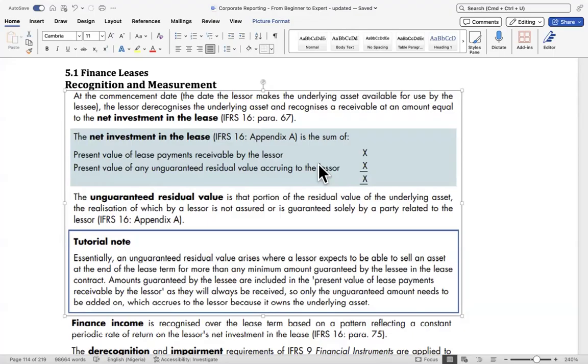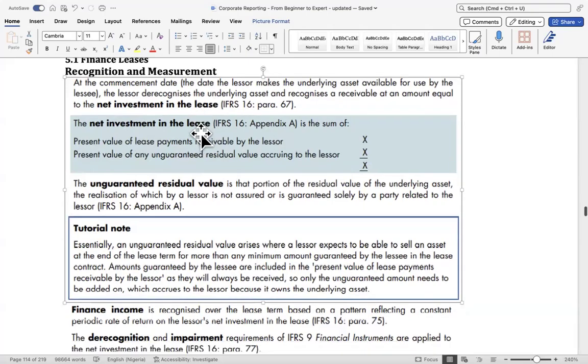In fact, they will have factored it in right from the beginning. But he believes he can get extra. So when he's doing his accounting and getting his net investment in the lease, he will simply add it. But since this unguaranteed residual value is something coming in the future, for us to recognize it today, of course, we need to get the present value of that. So that is the entire gist around net investment in the lease and how to determine it.